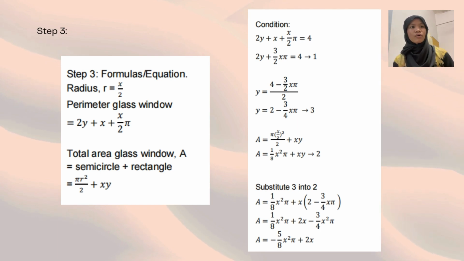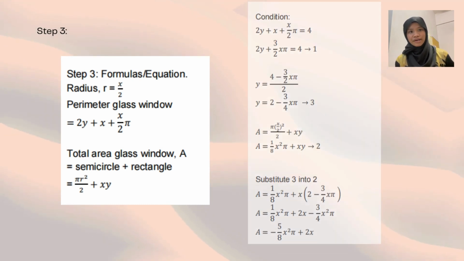After determining all the conditions just now, we're going to substitute condition number 3 into number 2. A equals 1 over 8 x squared pi plus x, and in the bracket is the value of y, which is 2 minus 3 over 4 x pi. And after the calculation, the result will be A equals negative 5 over 8 x squared pi plus 2x.